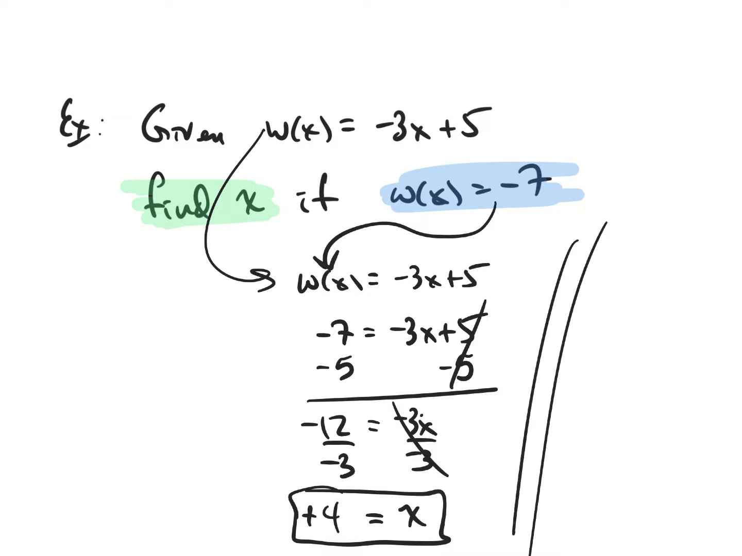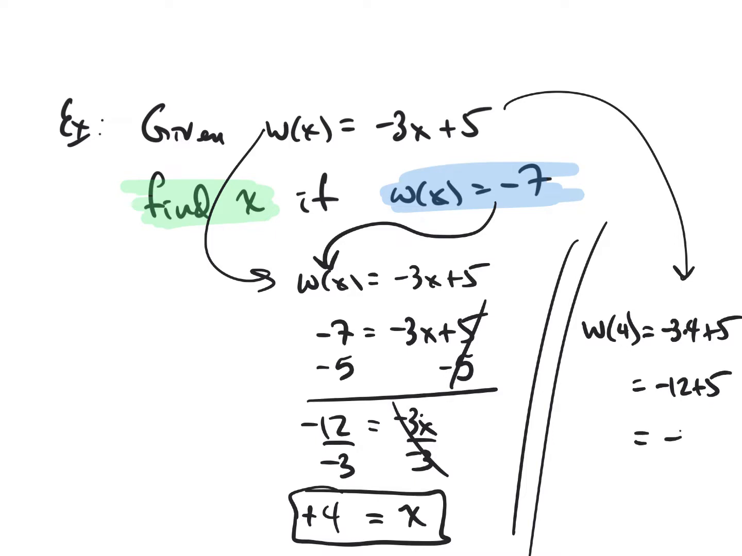And if you just wanted to check yourself, if you're thinking, gosh darn, not sure if I did that right, what you could then do is put 4 in for x in the original function and see if you really get -7 out. So let's try it. Let's put in 4 and see what we get. Again, multiply. Remember PEMDAS, so multiply first. -3 times 4 is -12. And then -12 plus 5 is -7. Yeah, that matches up. It's what we got out before. So we know that that has to be the correct answer.